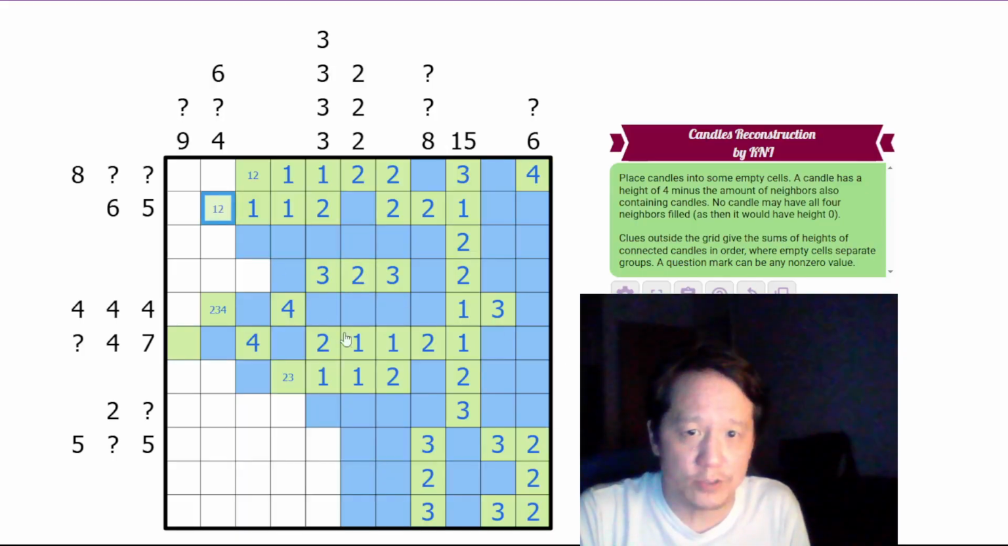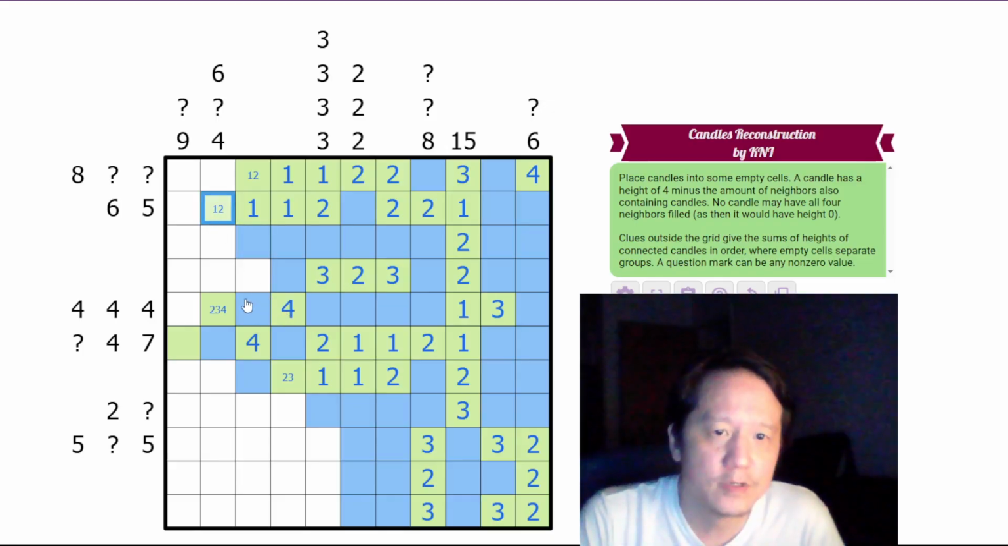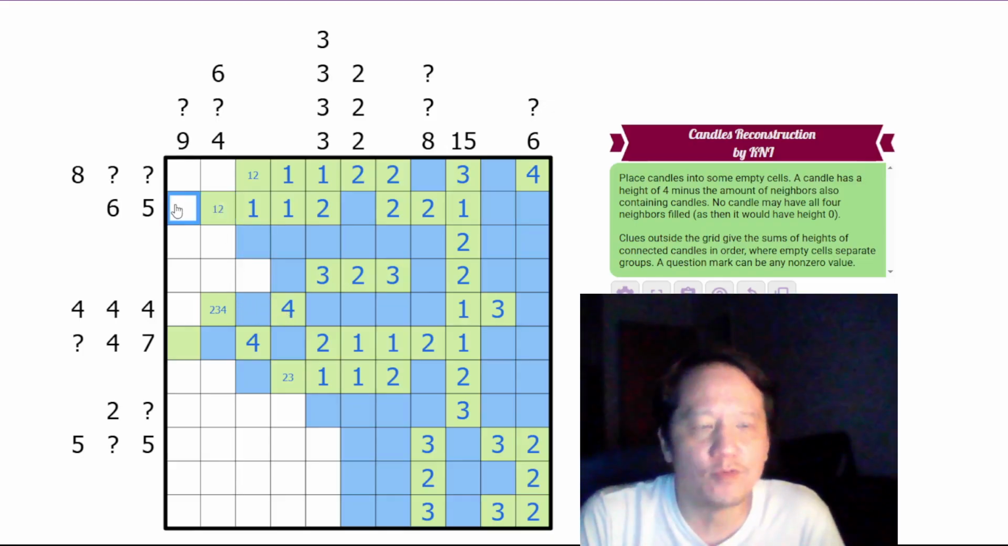This is 1 or 2. This must be 1 or 2. If it's 1, you could have 1 there. So this must be part of the 6. So we have 3 here, 3 here, 3 here.